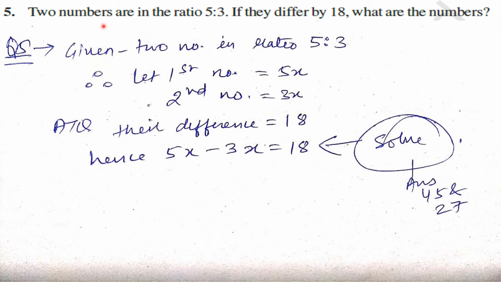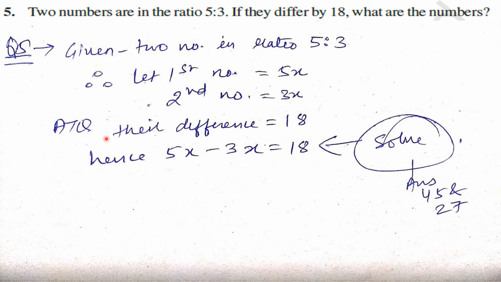Question 5. Two numbers are in ratio 5:3. If they differ by 18, what are the numbers? Again, we have two statements: they differ by 18 and the ratio is 5:3. We have to think which statement I should take for assumption and which statement I should take for forming the final equation. Obviously, I will take the ratio as the assumption part because we all know the ratio is 5:3. That means the first number is 5x and the second number is 3x. So let the first number be 5x, second number be 3x.